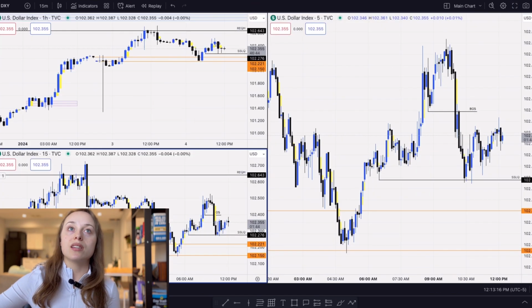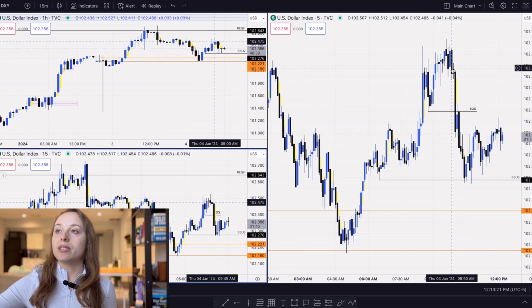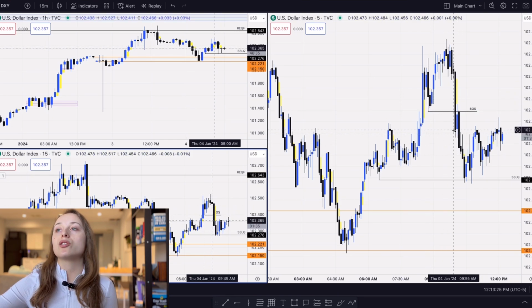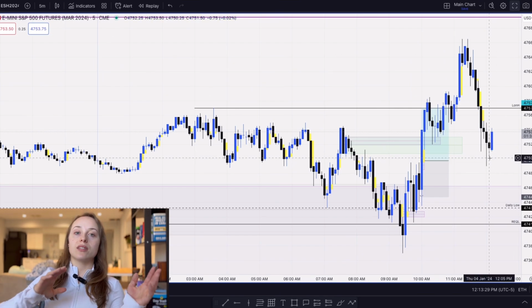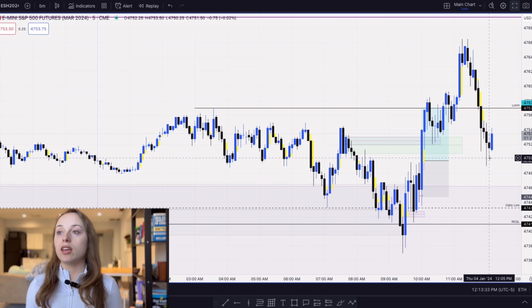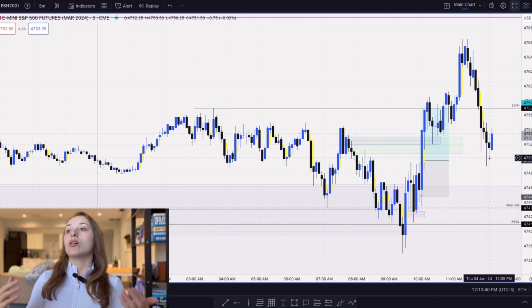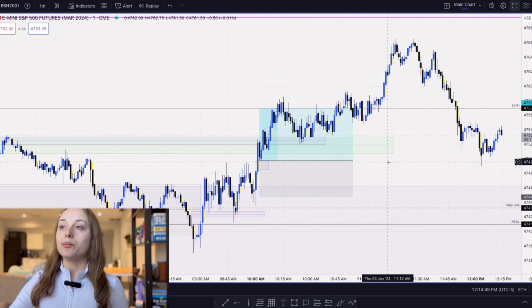If we go to the DXY, at 10 o'clock, we see momentum happening on the DXY as well, breaking that market structure. So now we have confluence between different charts. We have confluence with the DXY and now the ES. So that means it's a risk off scenario and we want to take this trade. So let's go down to the 1-minute time frame. Perfect. Now we're on the 1-minute time frame.